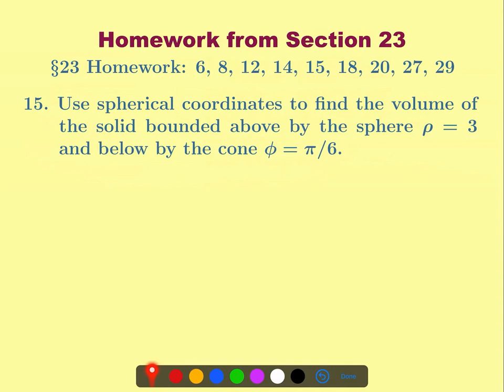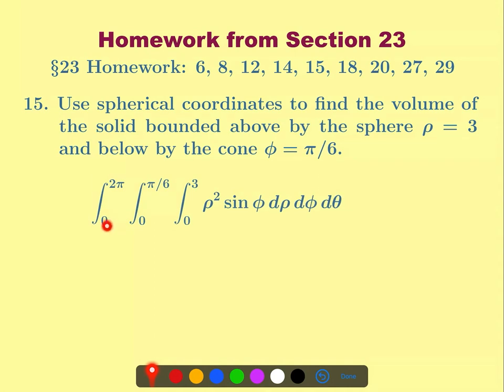Here we want to use spherical coordinates to find the volume of the solid that's bounded above by the sphere, rho equals 3, and below by the cone, phi equals pi 6. So the basic shape of this is an ice cream cone. You have the cone on the bottom and the sphere on top. So we're going to have theta going all the way around the z-axis again, from 0 to 2 pi. Phi is going to go from the z-axis to pi 6. And rho is going to go from the origin to rho equals 3. And this is a volume, so the dv is rho squared sine phi d rho d phi d theta.